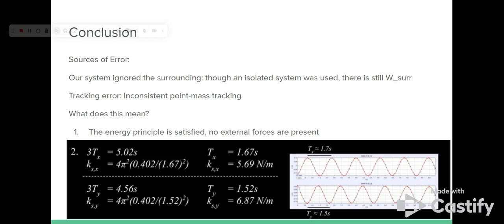Also, we have tracking error since we tracked this in tracker and the video was tough to track, so getting the center of the ball each time perfectly was not possible, which introduced some error within the XY graphs. However, we can draw some other conclusions from these graphs. Number one, was the energy principle satisfied? Looking back at the orange line, since the delta E system was constant, the energy principle is satisfied. Ignoring sources of error for a second, no external forces were present in this lab based on this result.